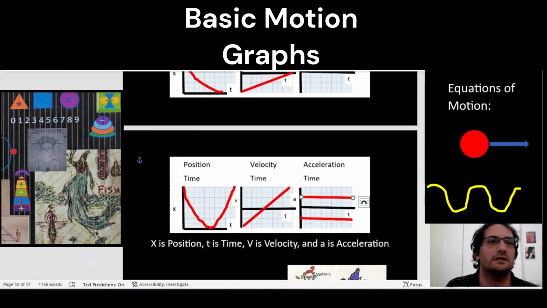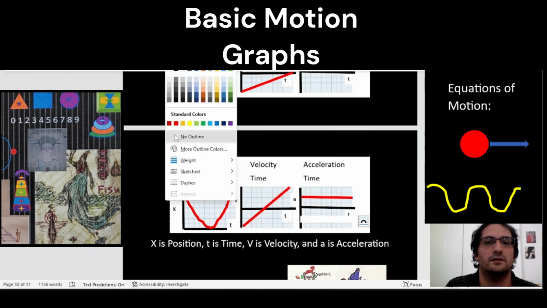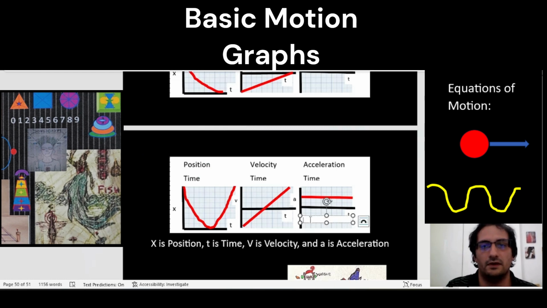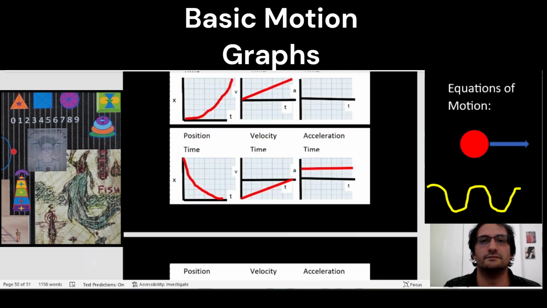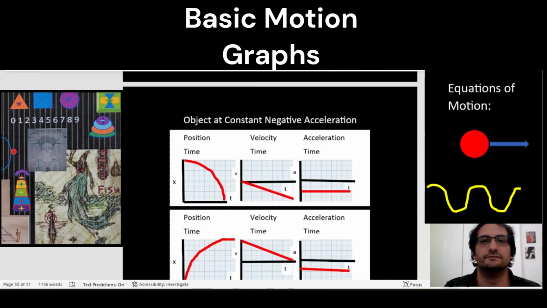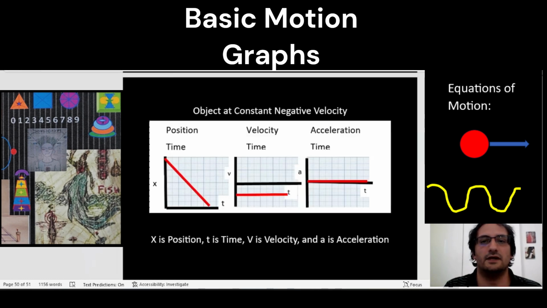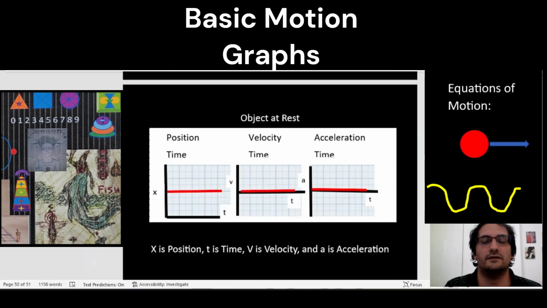And I want to eliminate this negative here, and that becomes zero, and then problem fixed, sort of. Can move this a little bit this way. So now we have positive acceleration. So positive acceleration, negative acceleration, negative velocity, positive velocity, and at rest.